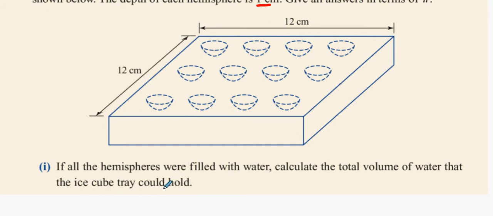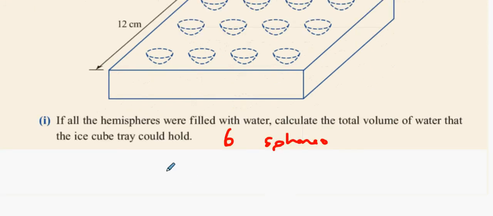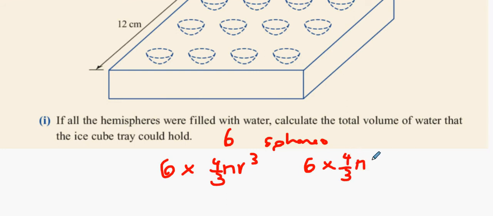How many hemispheres do you see? I see 12 hemispheres. Next, 12 hemispheres is how many spheres? Is everybody happy with 6 spheres? Because 12 hemispheres is 6 spheres. So what's 6 times the volume of one sphere? So 6 times 4/3 pi r cubed. What's the radius? Cubed?